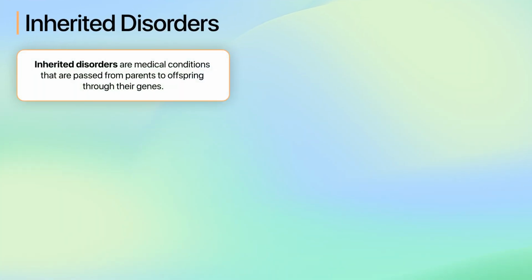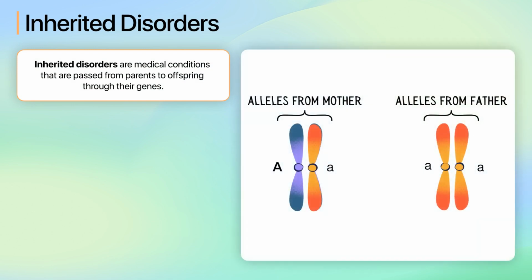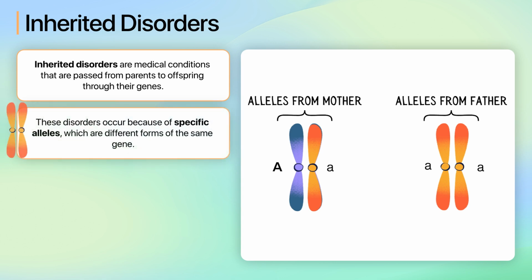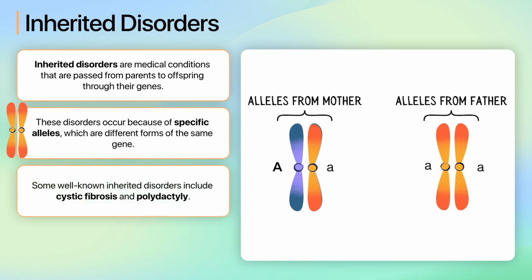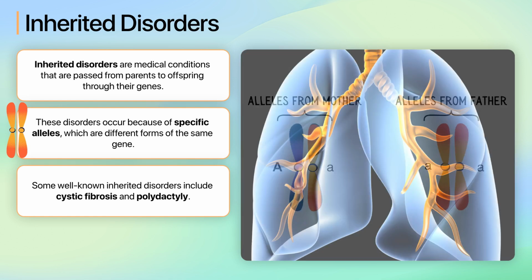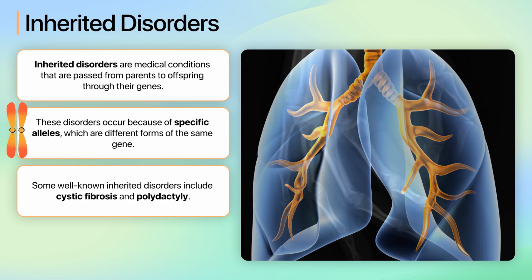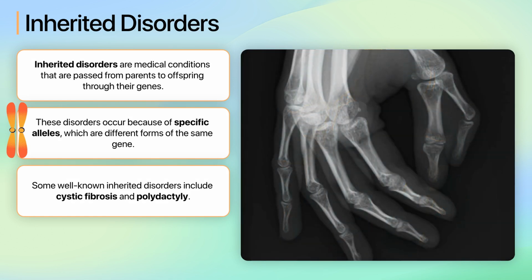Inherited disorders are medical conditions that are passed from parents to offspring through their genes. These disorders occur because of specific alleles, which are different forms of the same gene. Some well-known inherited disorders include cystic fibrosis and polydactyly. Let's explore these in more detail.